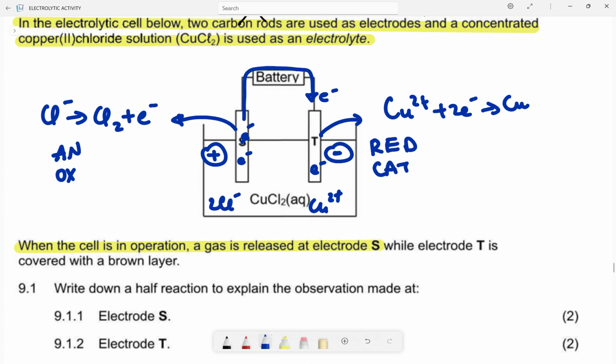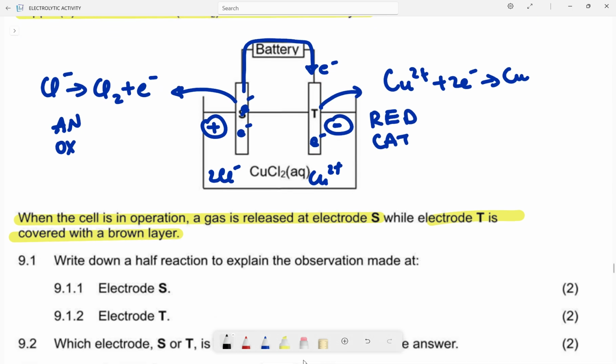Oh, and then electrode T is covered with a brown layer. Why is it covered with a brown layer? A brown layer tells us that there was a formation of copper. Okay, remember copper is just a brown layer.